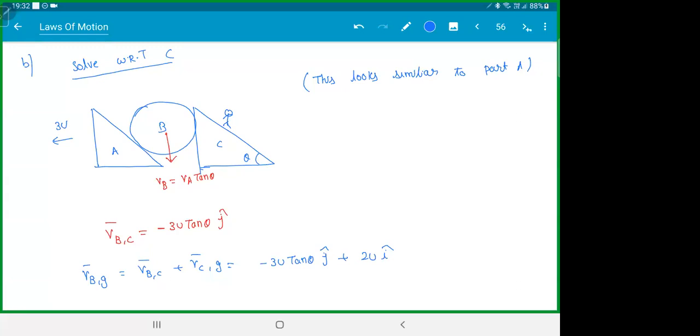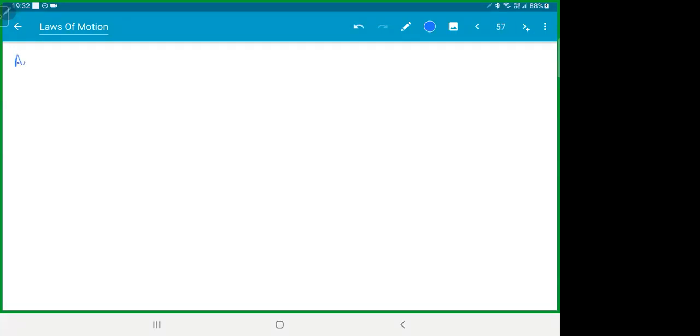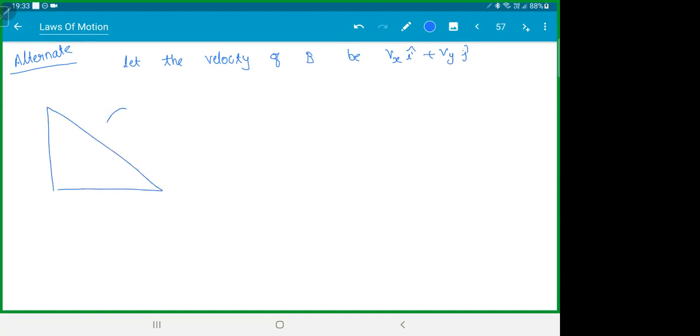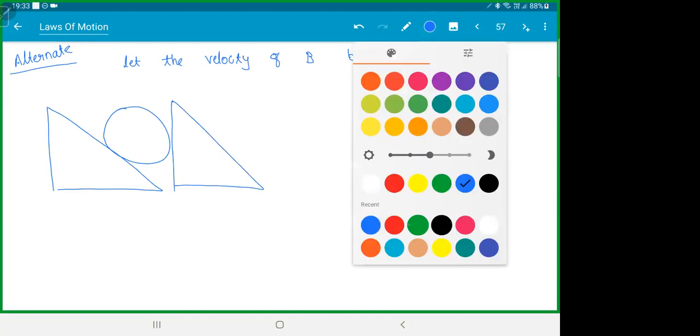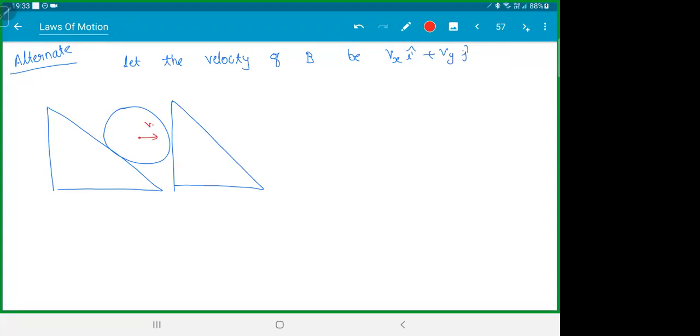Now, the alternate way. This is a more generalized method. Since we don't know how B is going, let the velocity of B be Vx i cap and Vy j cap. Whenever you don't know how it is going, always assume two velocities. So we assume this is going with Vx and this is going with Vy.